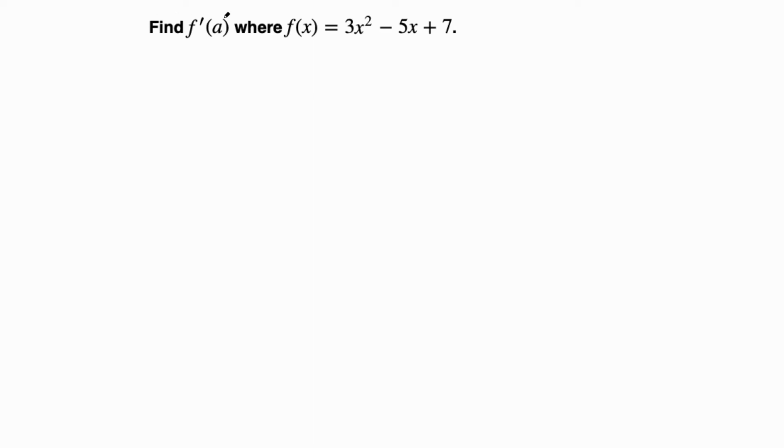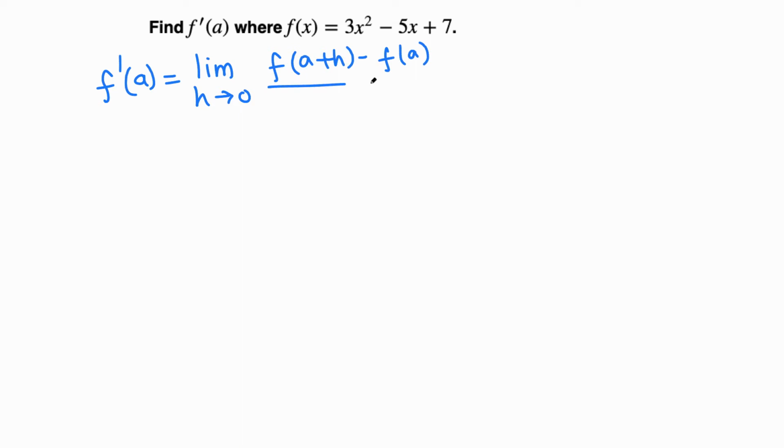Find f prime a where f is given by 3x squared minus 5x plus 7. All that means is find the derivative of this function at x equals a. So the formula we use is f prime a by definition, the limit as h approaches 0 of f of a plus h minus f of a over h.